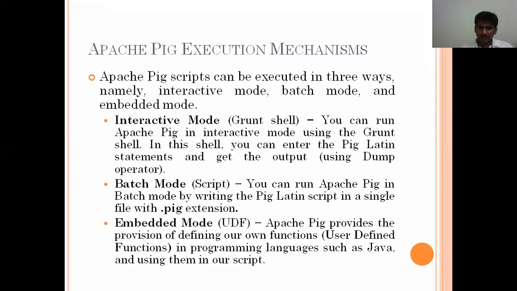Then another one is the batch mode, which is known as the script mode. We can run Apache Pig in batch mode by writing the Pig Latin scripts in a single file with a .pig extension. What is the meaning of extension? Whenever we write a document and save it, the name ends with some extension. For example, .doc is a document, .c is a C file, .cpp is a C++ file, .java is a Java file, .html is an HTML file, and .xml is an XML file.